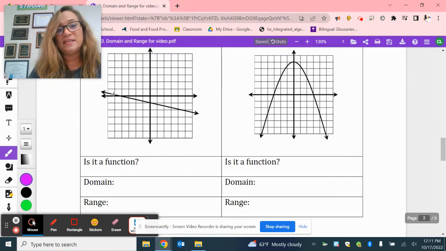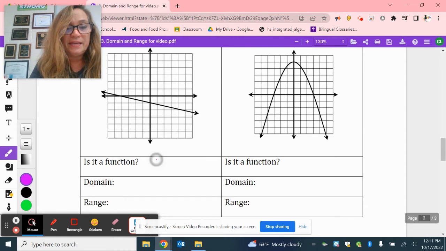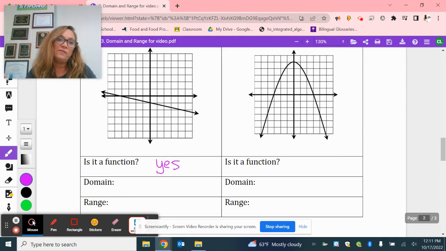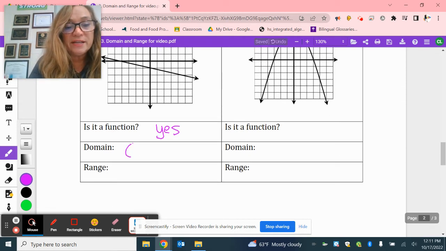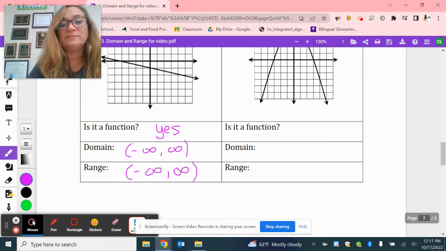Okay. This is a linear function. So that is going to be a yes. And the cool thing about linear functions, when they have the arrows on both ends, that means that it goes on forever. So it's going to be -infinity to infinity and -infinity to infinity. That's pretty cool.